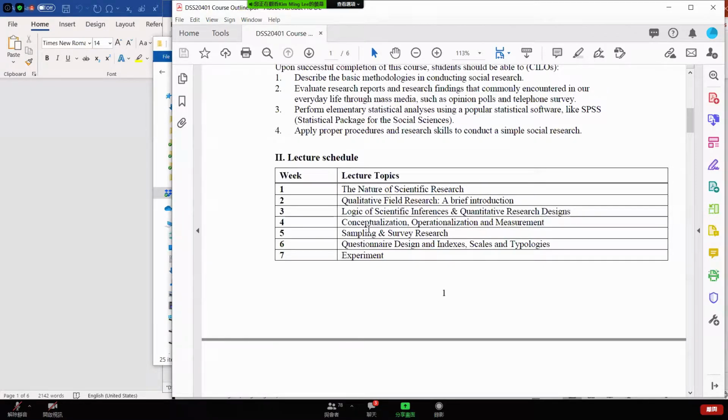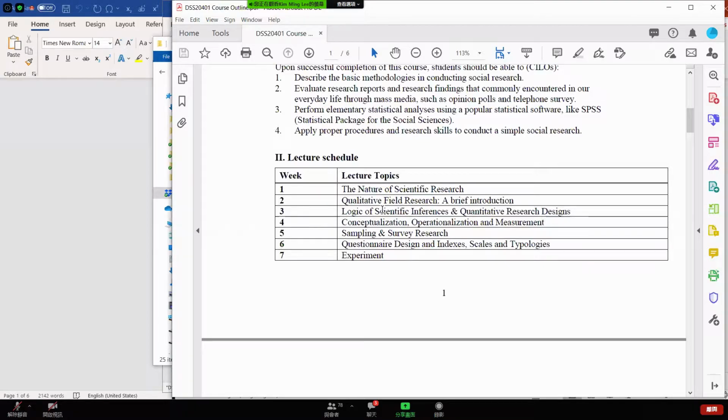So in the third week, we will talk about the logic of scientific inference and quantitative research designs. In this case, we will focus upon the so-called deductive logic and quantitative research. I think you all learned about induction and deduction. So the logic of qualitative research is induction. The logic of quantitative research is deduction. So this is all about logic.